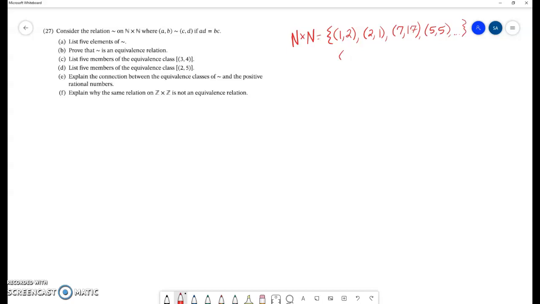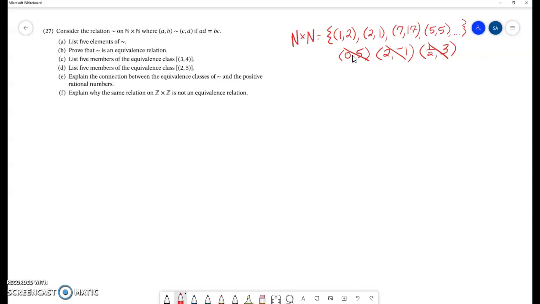For example, (0, 5) would not be part of that set. (0, anything) would not be part of the set because 0 is not a member of the naturals. I also couldn't have a negative, so I couldn't have something like (2, -1). And it is natural, so I certainly couldn't have a fraction there either. So that's what's in this set N cross N.